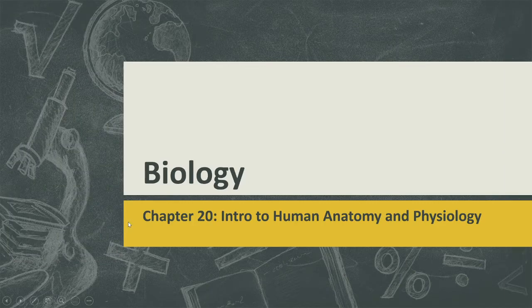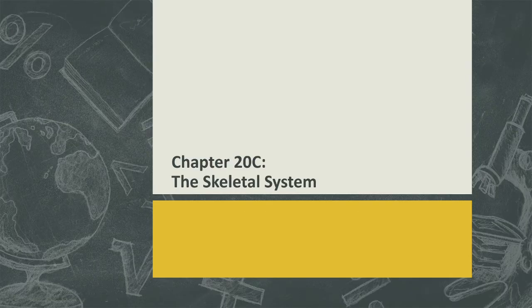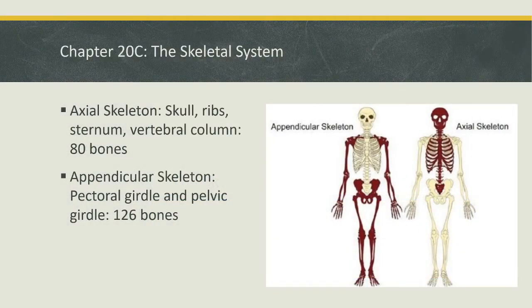All right, biology, wrapping up chapter 20. In particular, we're starting out with 20, part C, the skeletal system, and then part D, the muscular system. So a little bit about the skeletal system. Two terms that we've talked about already in the year, but it's good to review them here, is the axial skeleton versus the appendicular skeleton.